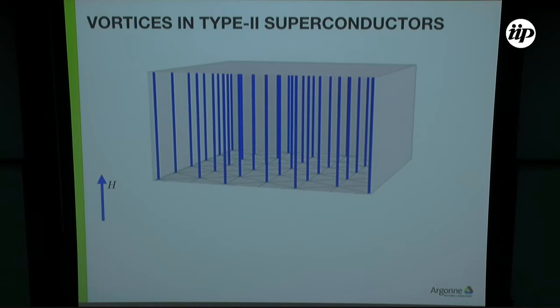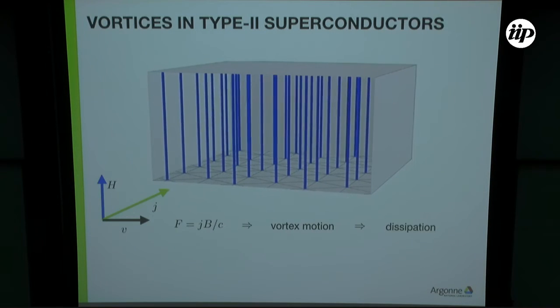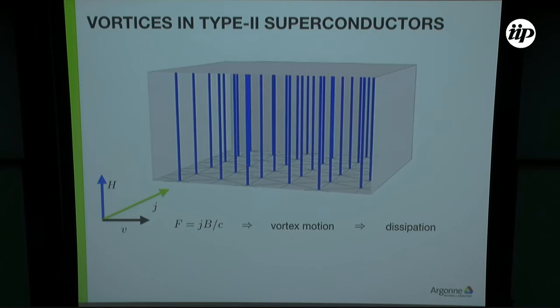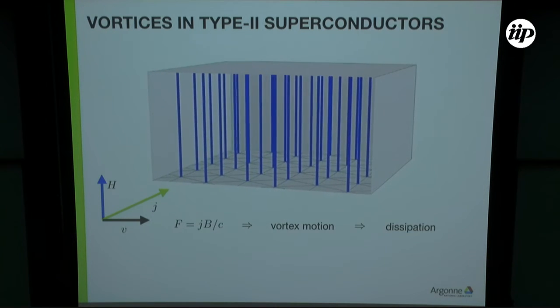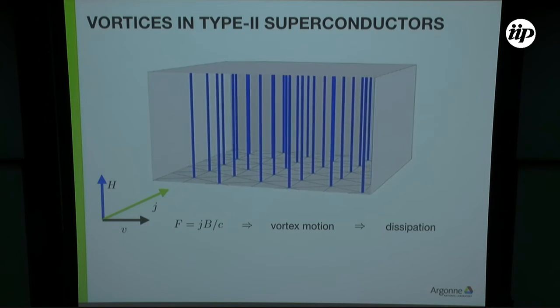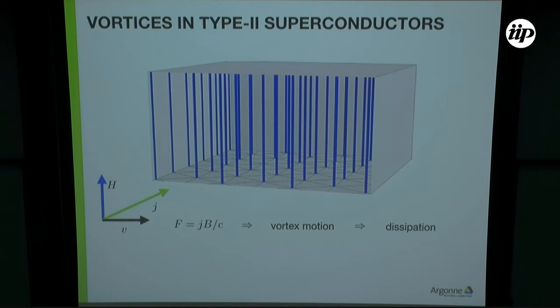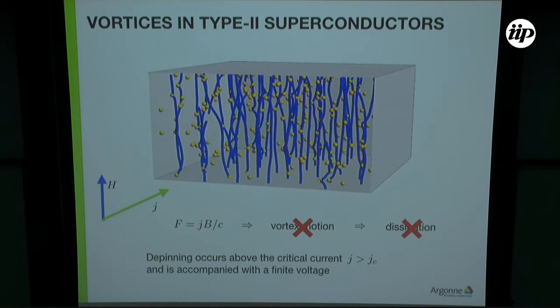And the not so nice thing about these vortices is that when you apply a current, these vortices start moving. Their motion is associated with dissipation, and this is what we don't like, because we like the resistive-free state of superconductors in order to have them in some applications. So what can we do about this is we can just throw defects into the superconductor, and these defects will prevent vortex motion and therefore restore the dissipation-free transport of electrical current.